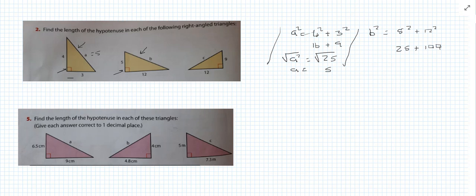144 plus 25 is equal to 313. So what we're saying here is that b squared is equal to 313. So then we get the square root of this, and we get the square root of this. So b is equal to the square root of that number.